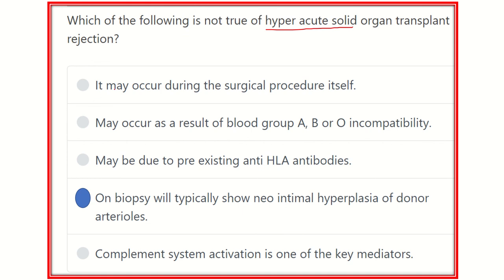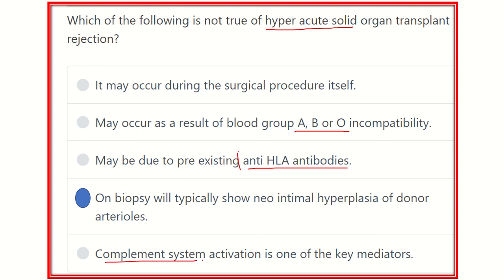So the other options we can see here: it may occur during the surgical procedure itself. Yes, it can occur. May occur as a result of blood group A, B or O incompatibility. Yes, it can occur due to A, B or O incompatibility or HLA incompatibility. May be due to pre-existing anti-HLA antibody. Yes, it can occur due to pre-existing antibodies.